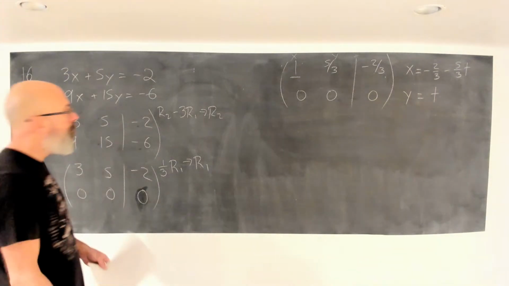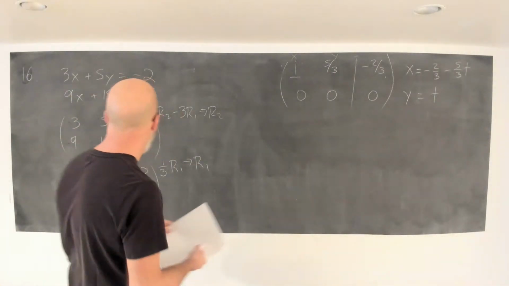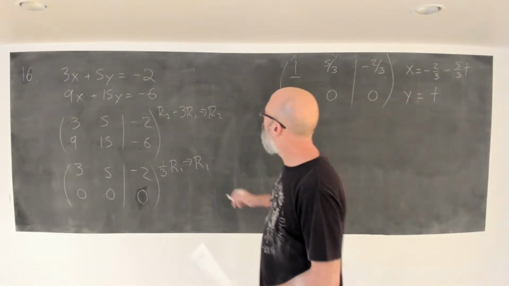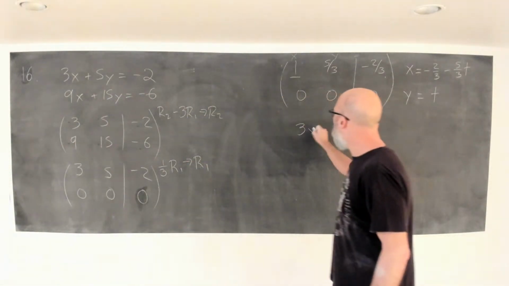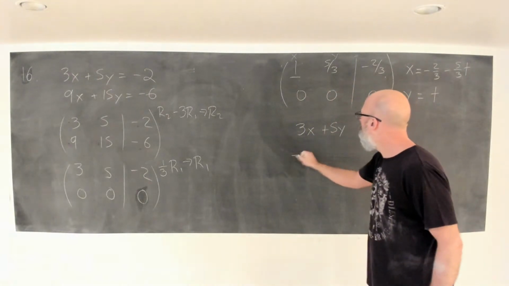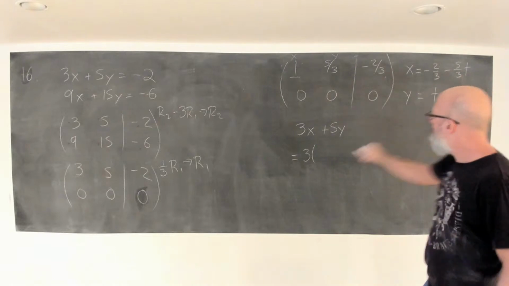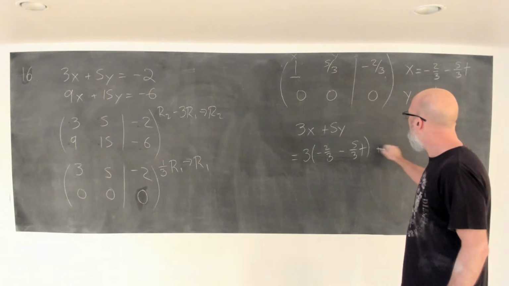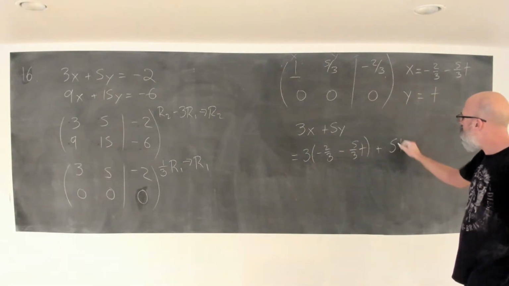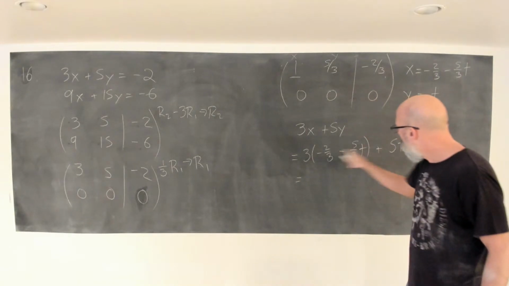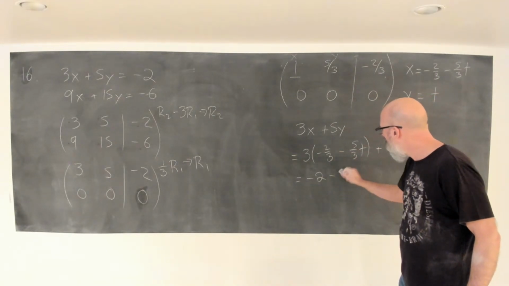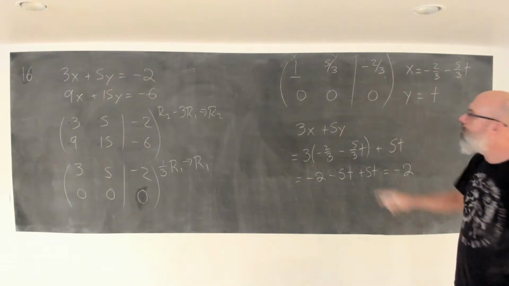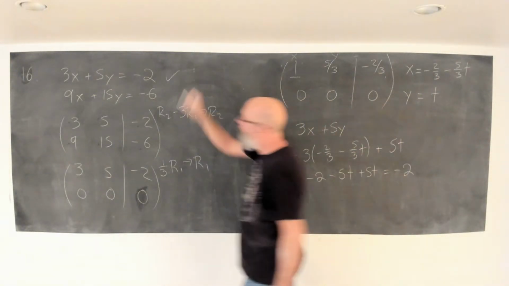Is this correct? Is this the right answer? It should satisfy both equations. Check. What is 3x plus 5y? X is minus 2/3 minus 5/3 t, plus 5y, y is t. Distribute, you get a minus 2 minus 5t plus 5t. The 5t's cancel out, leaving you with a minus 2. Exactly as suggested.